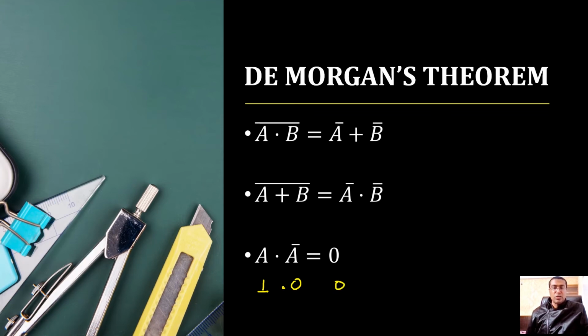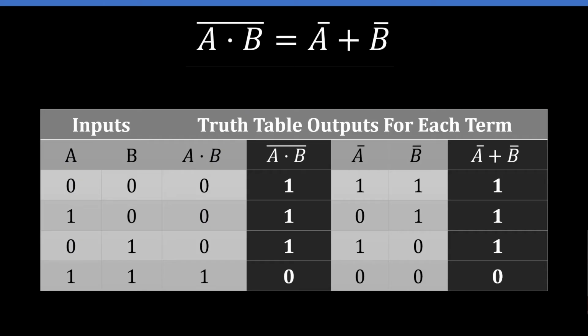And you can do it the other way around also. If A is 0, A bar will be 1 and the dot will be 0. Let's see the proof for this. A dot B whole bar is A bar plus B bar.